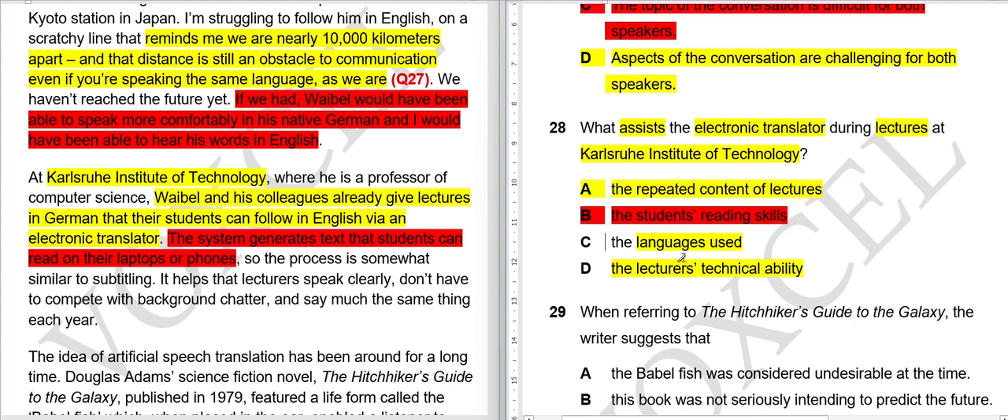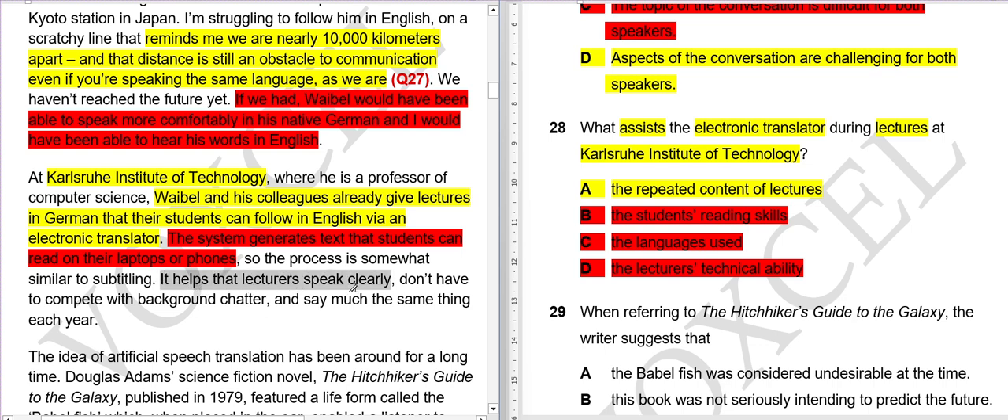The other options do not help the translator either, and there is obviously no mention of the lecturer's technical ability. So why is A our answer? Let me change the color. Here it is mentioned: it helps the lecturers speak clearly, they don't have to compete with background chatter, and say much the same thing each year.